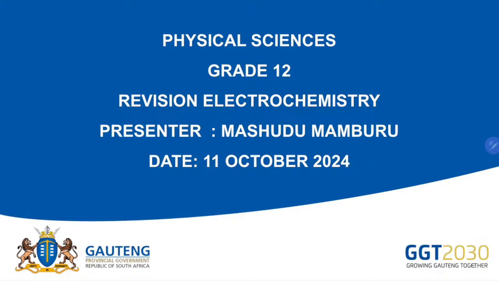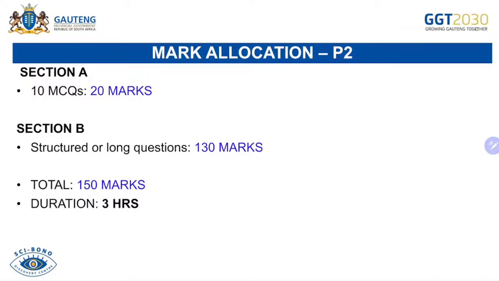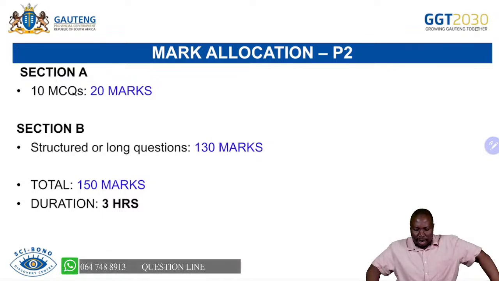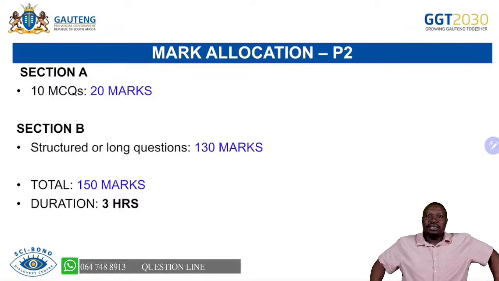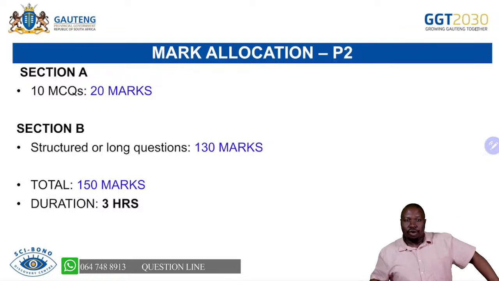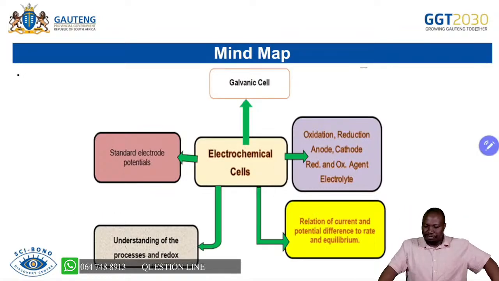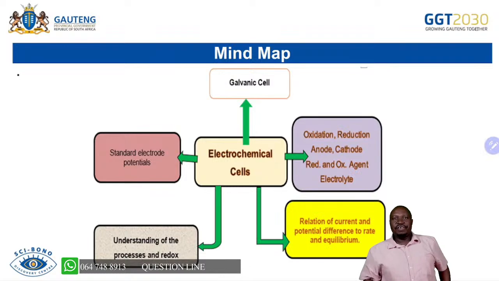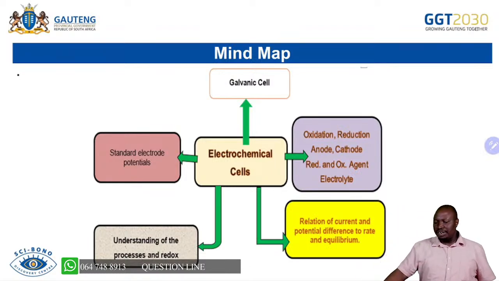This is question 8 and 9 under chemical change, and we're hoping that you are going to get as many marks as possible. As you know, paper 2 has 10 multiple choice questions for 20 marks. The structured questions are 130 marks. The total of the paper is 3 hours. You're going to write for 3 hours out of 150 marks. And then if you look, the first part of our lesson will be focusing on galvanic cell.